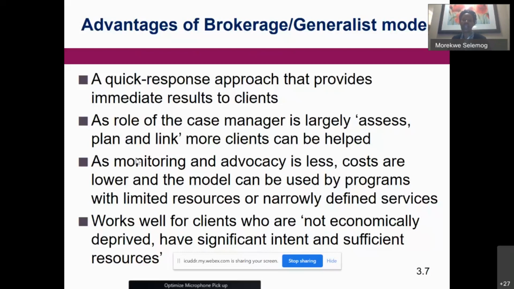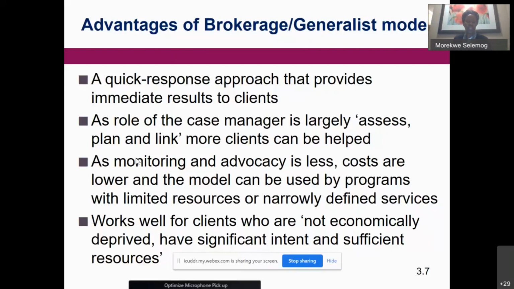It can be seen as an advantage, of course, when you think about the fact that the case manager does not have an extensive role as what Moses discussed yesterday. Remember, some of the functions of a case manager are advocacy and monitoring. So in this model, there's no advocacy and monitoring. So it gives the case manager more time to help more clients because they do not conduct all the functions of case management as discussed yesterday by Professor Moses.